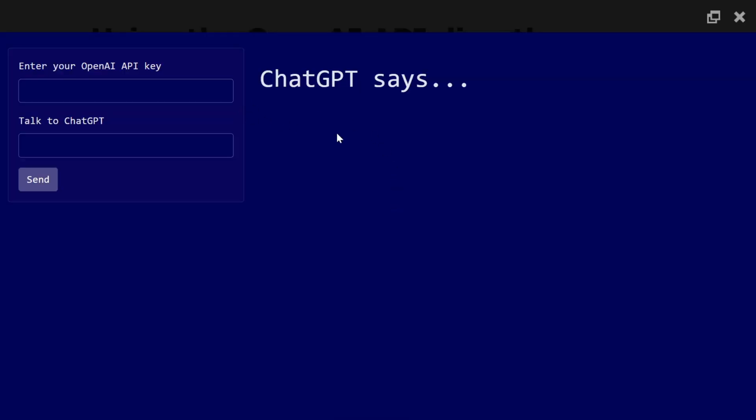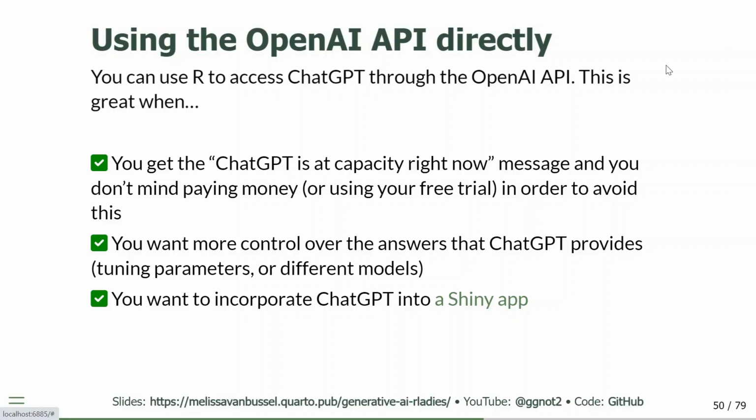So this Shiny app is just a few lines of code. I'm not actually going to enter my API key on screen since it is confidential. But if you want to do something like this, then you will need the API key for that.